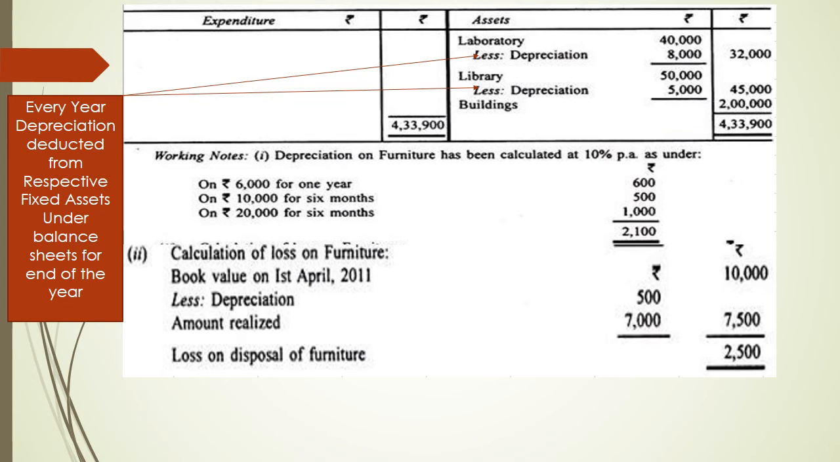So 10,000 minus depreciation 500, the amount available for the furniture is 9,500. Now the amount realized after selling this furniture, which the bank received, is 7,000 rupees. But the cost of the furniture is 9,500. So 2,500 is a mismatch, because the 2,500 is not realized by the organization. So that amount goes under the loss on disposal of furniture.